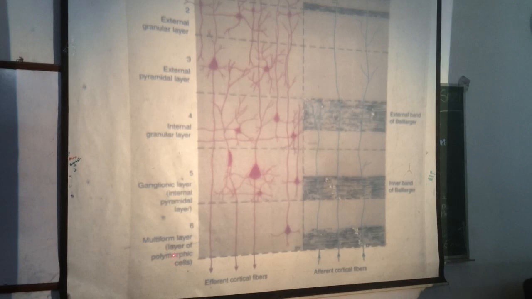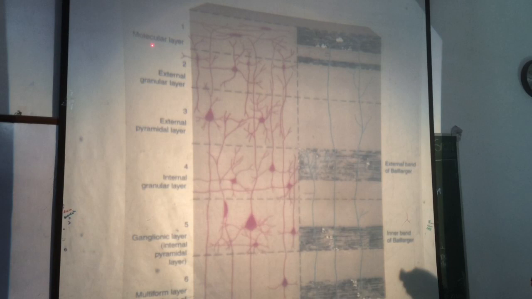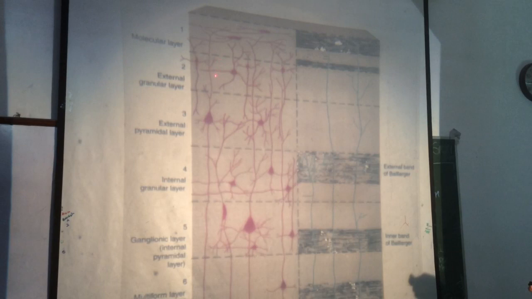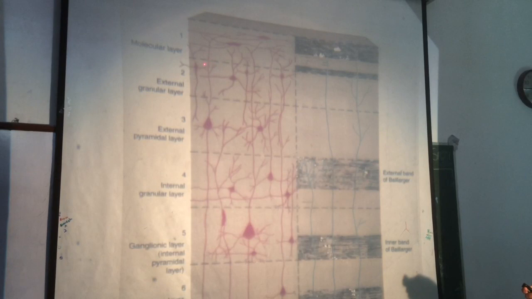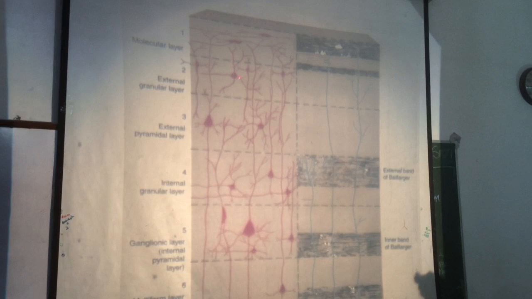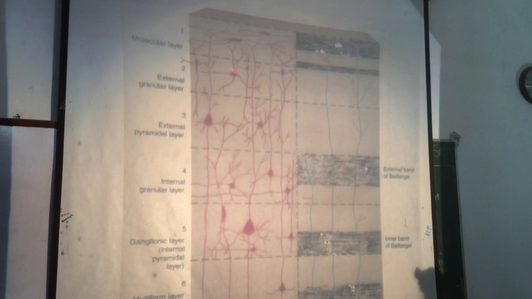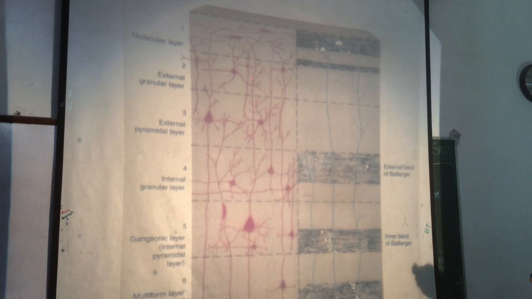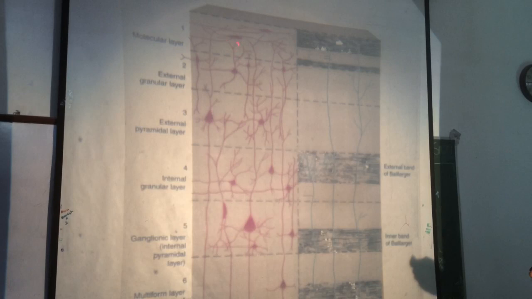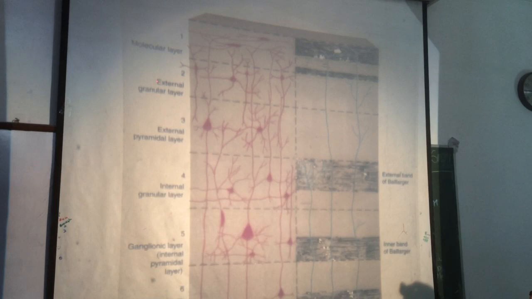The molecular layer, the outermost layer, contains a dense network of nerve fibers. There are dendrites and also axons coming from deeper layers. These are dendrites of pyramidal cells and dendrites of stellate cells, which come from the deeper layers to the molecular layer.